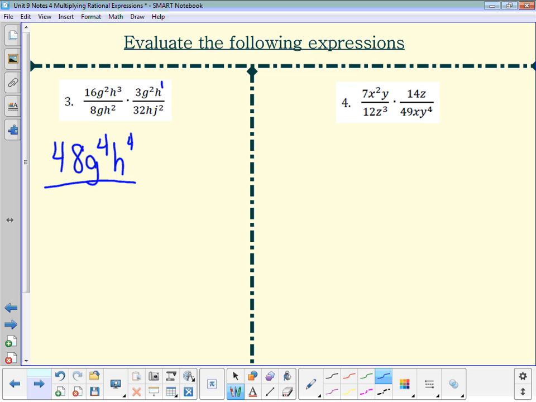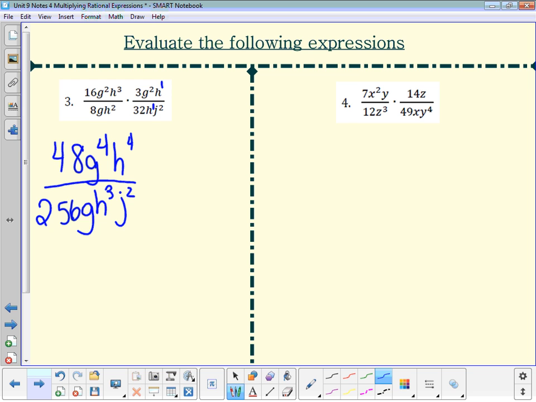Next, 8 times 32. Multiply those coefficients, and you get 256. Okay, g, nothing to multiply it by, so I'm going to keep g to the first by itself. Then h squared, this is going to be h to the first, so that's h to the third. And then j squared. So now I've gone through and I've done steps 1 and 2. I've multiplied the numerator and the denominator. I want you to go through and simplify that now.